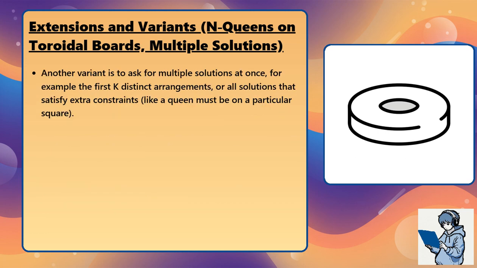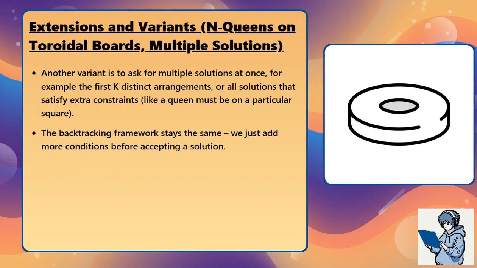Another variant is to ask for multiple solutions at once. For example, the first k distinct arrangements or all solutions that satisfy extra constraints like a queen must be on a particular square. The backtracking framework stays the same, we just add more conditions before accepting a solution.